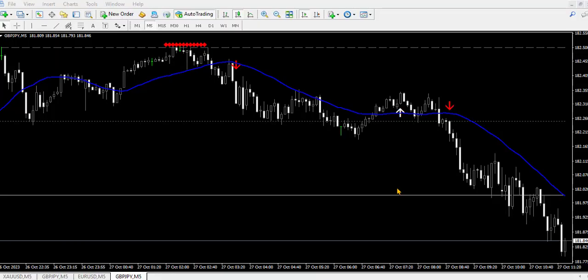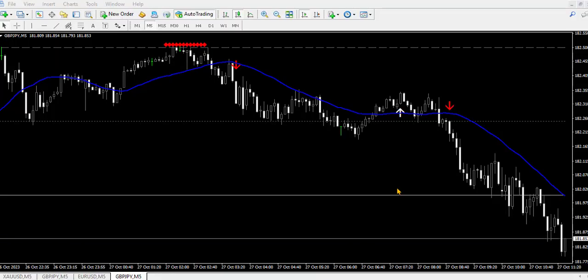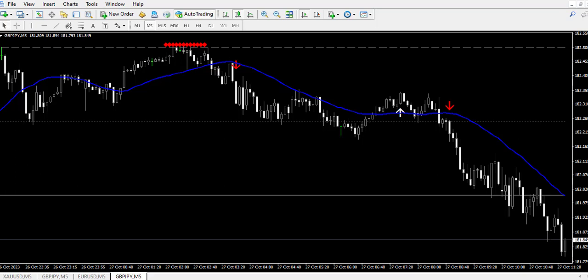Now let me show you how to use these few indicators that I've combined together. I have only 3 indicators on my chart here, and I will show you how to use this particular strategy. Now this indicator does not repaint when the candle closes. Always allow the candle to close before you place your trade.